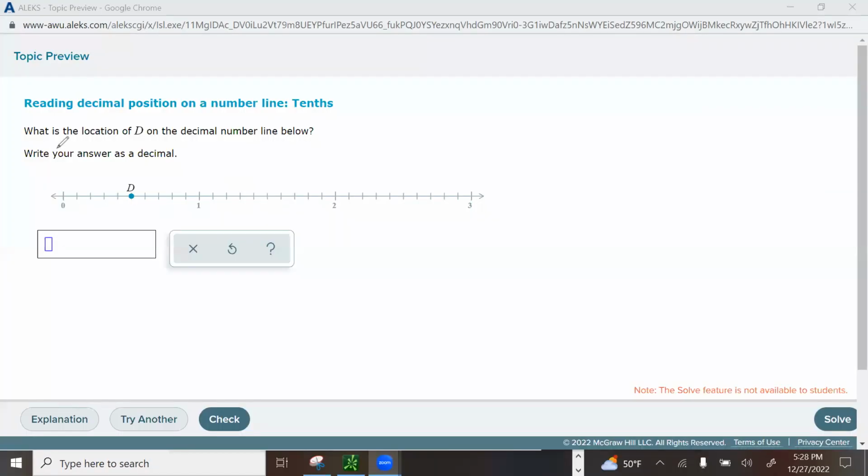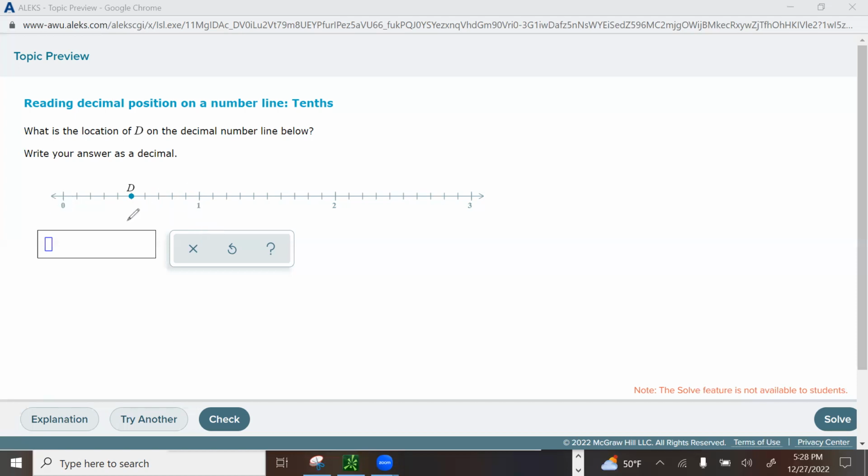Okay, on this one, what is the location of D on the decimal number line below? Let's see. So we're at 0 there and 1 there. Oh, so it's in between 0 and 1. Is it a half? Maybe, maybe not. We've got to count the tick marks. Okay, so there's 1, 2, 3, 4, 5, 6, 7, 8, 9, 10 tick marks to get from one whole number to the next one.